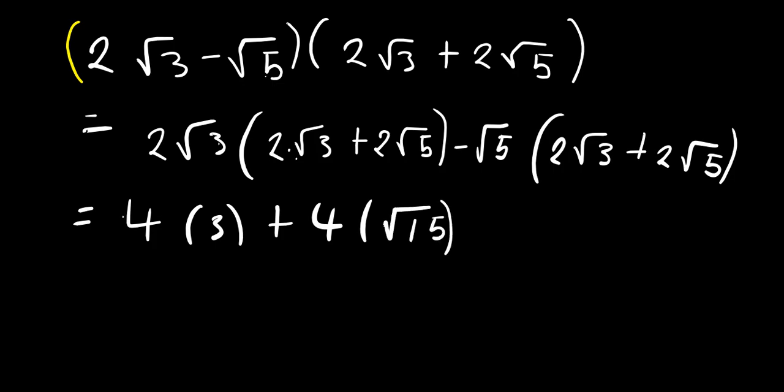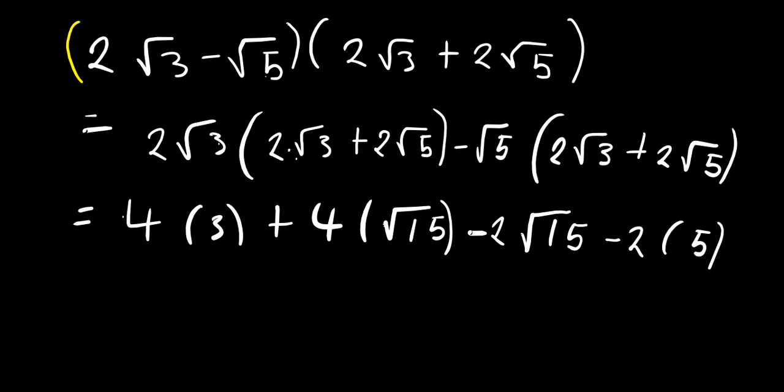Then let's come to the other side. We've got negative root 5 multiplied by 2 root 3. So it will just be negative 2, then negative root 5 multiplied by root 3 will give us root 15 as well. Then negative root 5 multiplied by 2 root 5. What are we going to get? We're going to get negative 2. Root 5 and root 5 cancel, you just remain with 5.